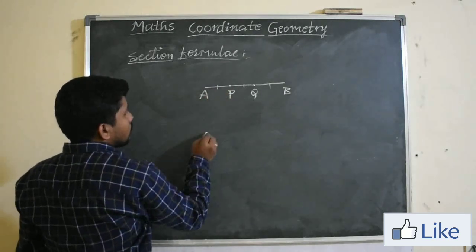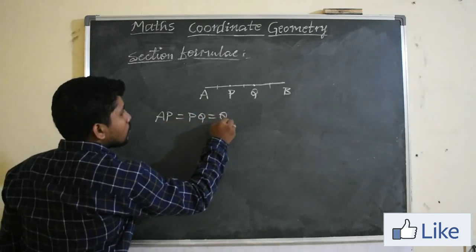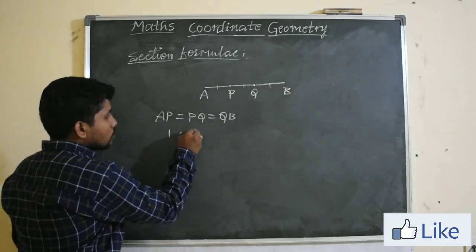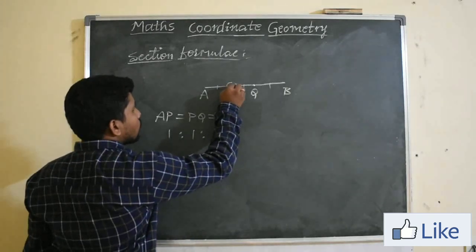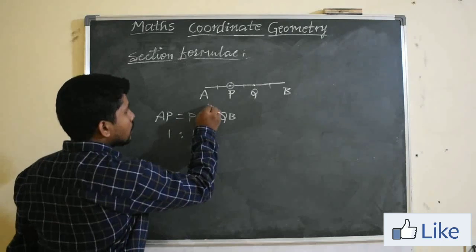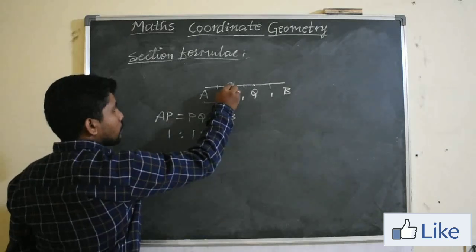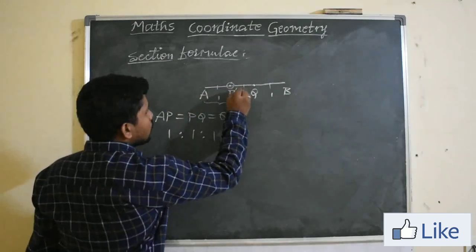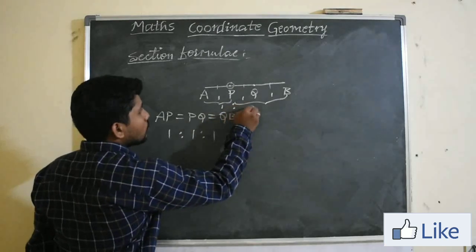So when all 3 are equal parts, that means AP is equal to PQ is equal to QB. So when you find the ratio between these distances, you will get 1 is to 1 is to 1. Now if you want to find the coordinates of the point P, which is dividing this line segment AB, in which ratio? You can simply say that this is one part, this is one part, this is one part. Now as we are finding the coordinates of point P, we have to measure the distance up to P. So that is AP is to PB, which is 1 is to 2.